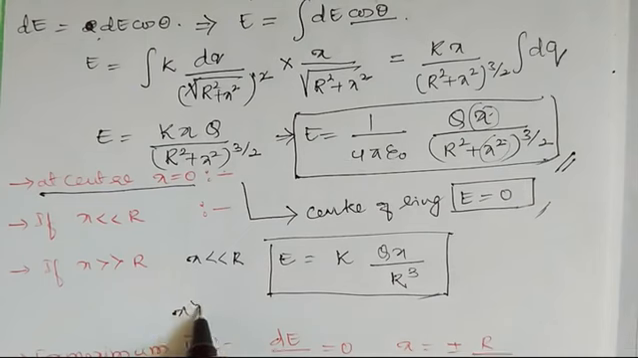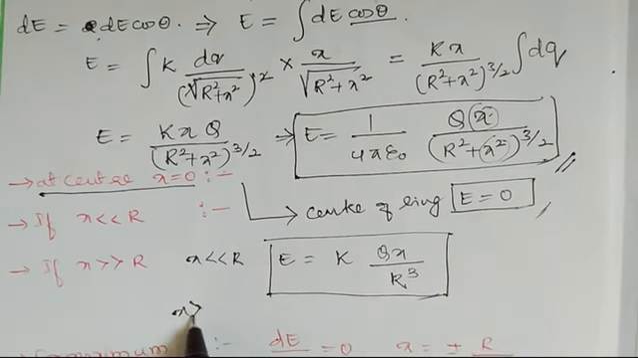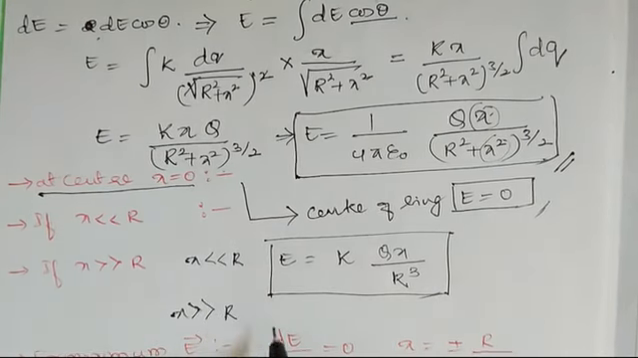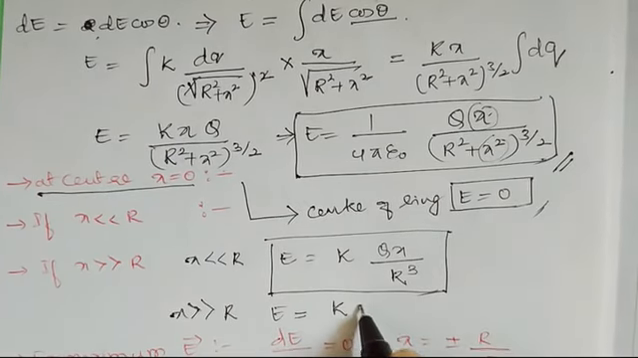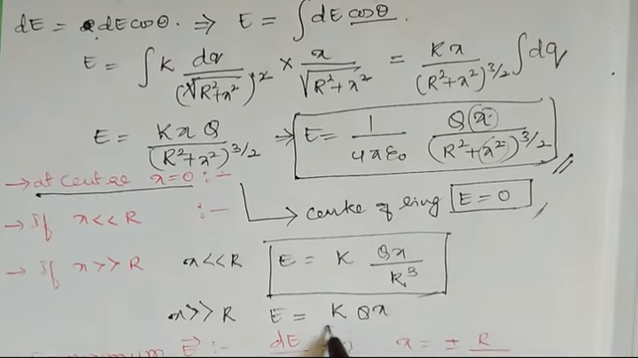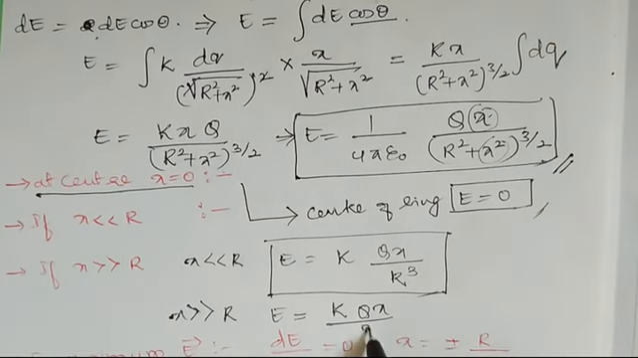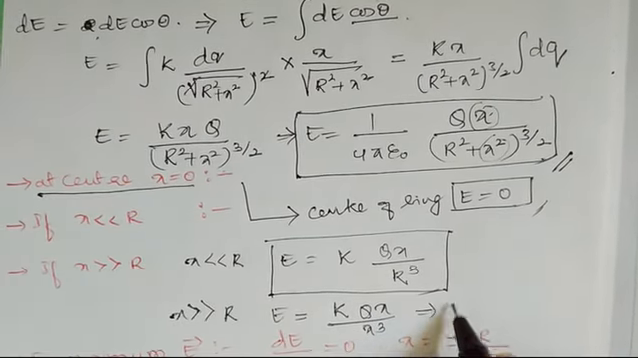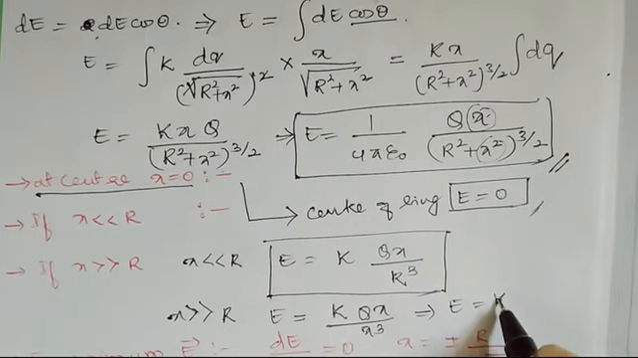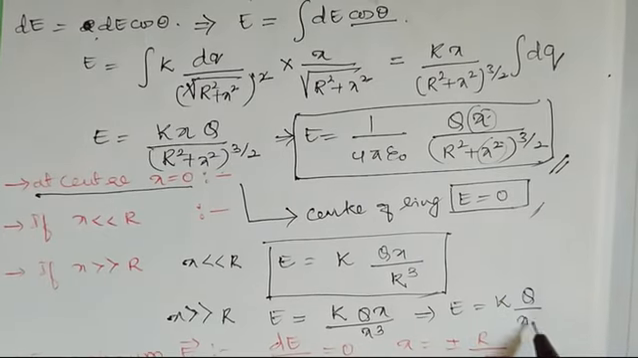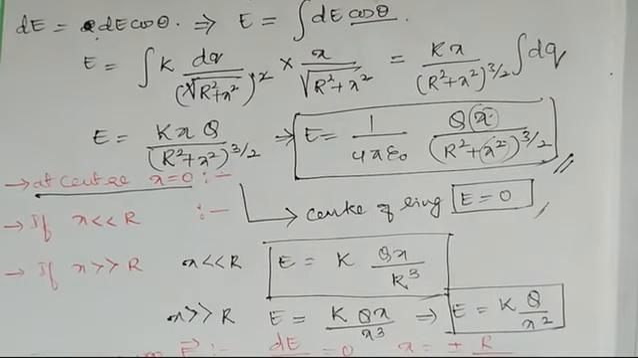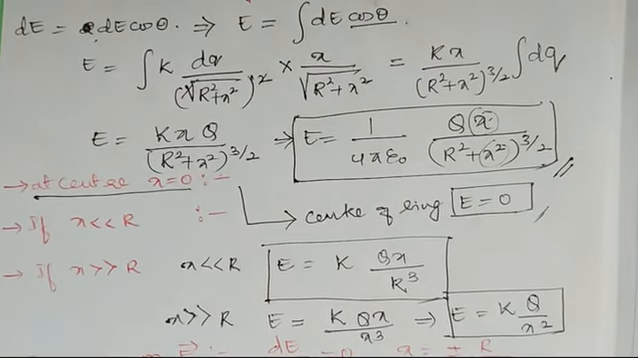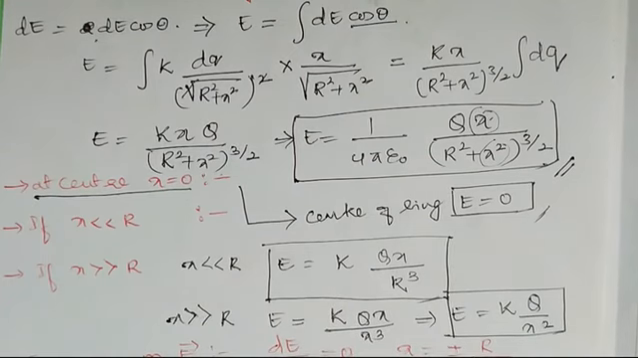Now if x is very much greater than R, then what will you write? E is equal to kQx divided by x cube. So this will turn into E is equal to kQ divided by x square. Right? So this is the electric field due to a ring.